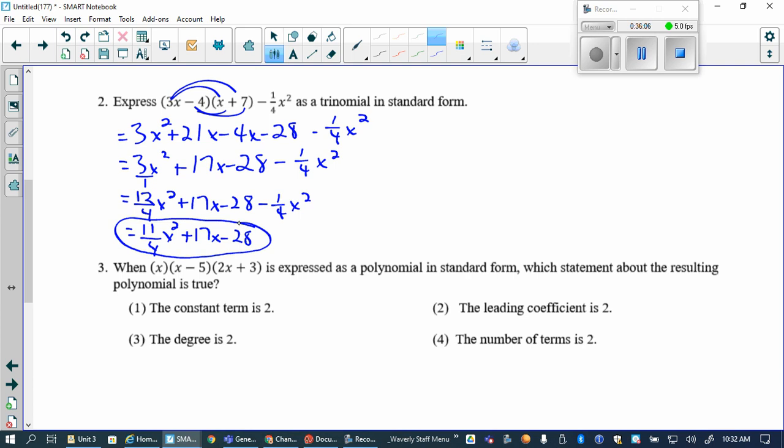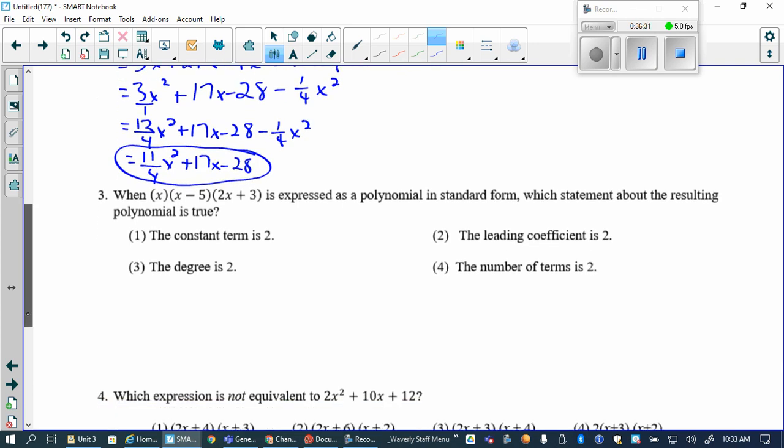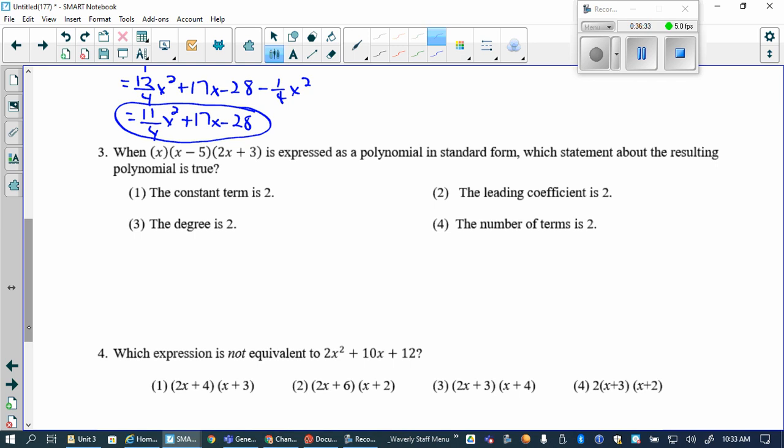Okay? The only thing different with this one is that when you went to combine like terms, you had that negative 1/4 x squared. So you needed a common denominator. You understand I get a common denominator, right? Whatever you do to make this denominator a 4, you do the same to the numerator. You know, multiply them both by 4, and then you can combine them. Okay? All right. Number 3.